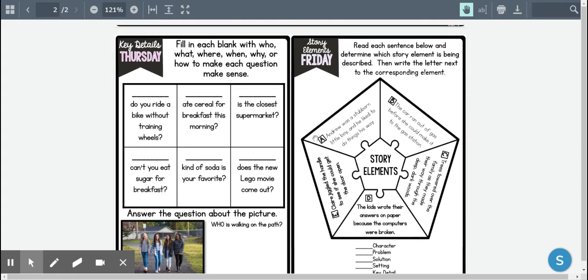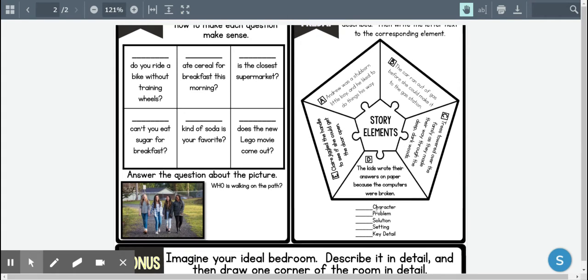And then for Friday, we have story elements. Story elements are characters, problem, solution, setting, and key detail. Every good story has all of these story elements. They're the parts that make up a story. So you're going to read A, B, C, D, and E.